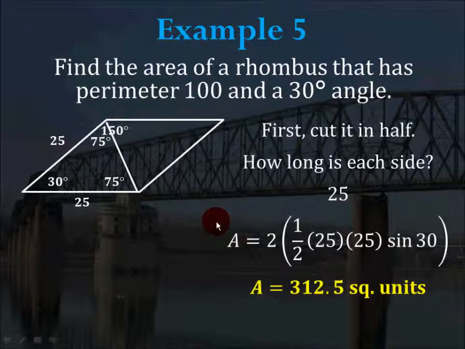Now, there are a couple other ways you could have done it. You could have drawn an altitude from here to there and see, oh, that's a 30, 60, 90 right triangle. So this height would have had to have been 12.5, and then you could have figured out the area of a rhombus that way. And that gets you the same thing. That's basically what you did.